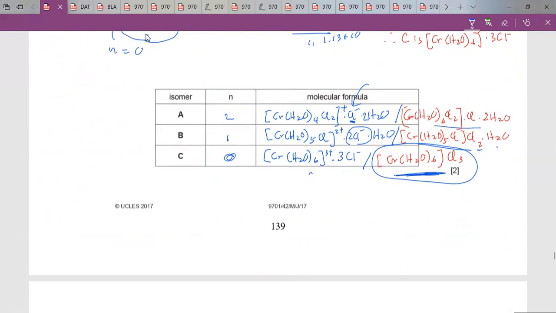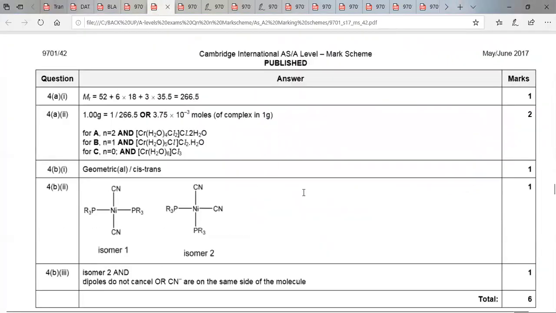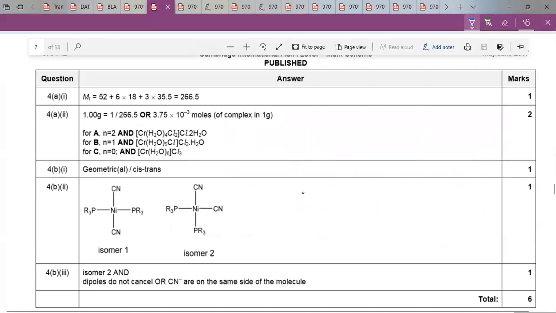Let's look at the marking scheme. I think it's here. Okay, now see, they give here the ratio 1/266.5. This is the number of moles. That's 1 mark. Okay, 2 marks for the whole thing. And this I don't know how to give it, but it's 2 marks only. Very simple. So the Mr is 1 mark.